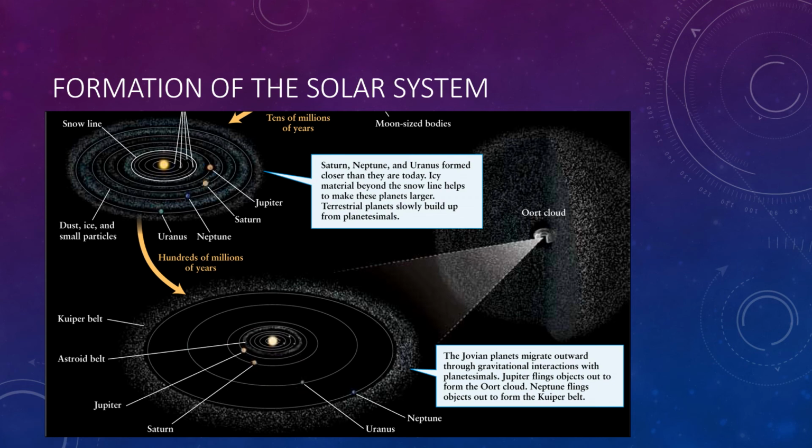Well, then we finally get to the point where we have a present-day solar system. So the Jovian planets migrate outward, as I mentioned, and Jupiter flings objects out of the solar system to form the Oort cloud that you see here in a spherical halo around it. So there's a lot going on here, but this is, again, just a very quick and general overview of the formation of our solar system and its planets.